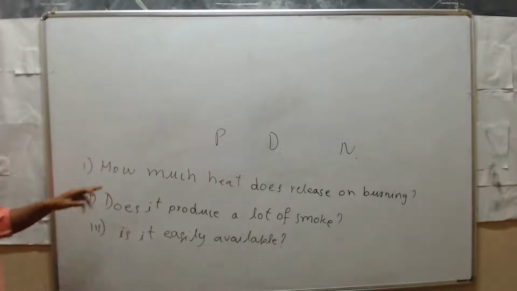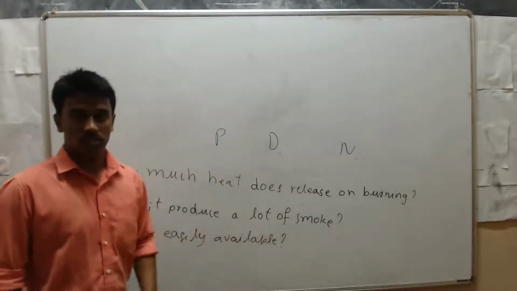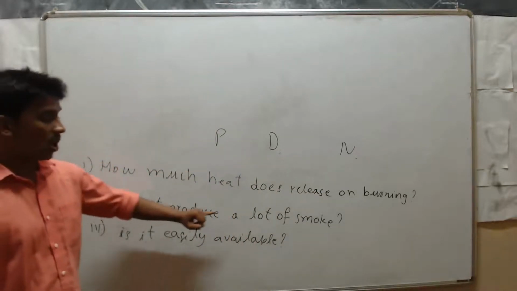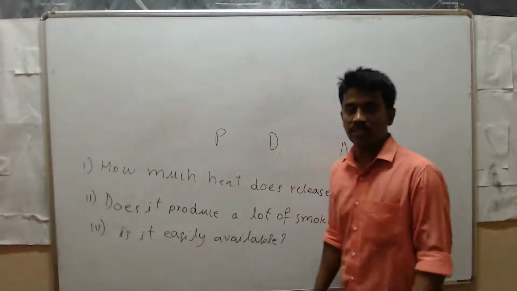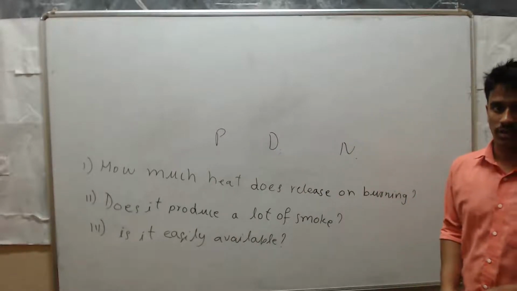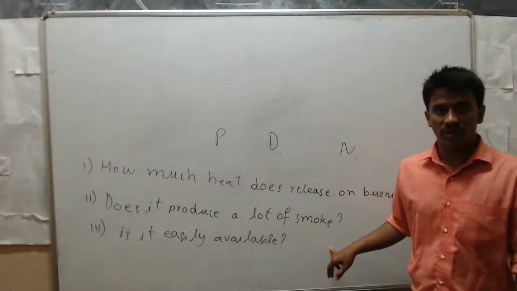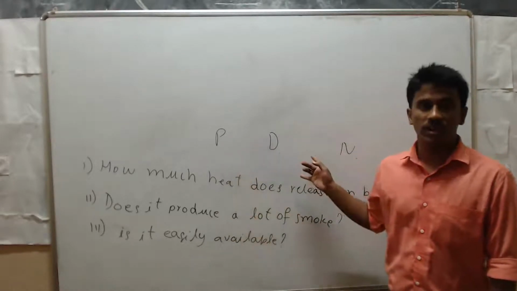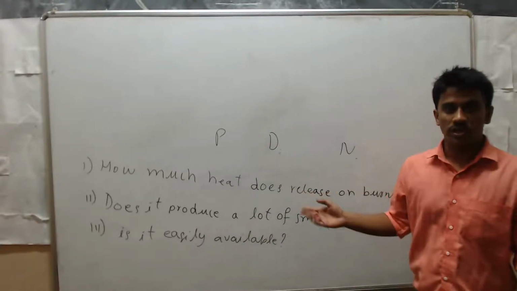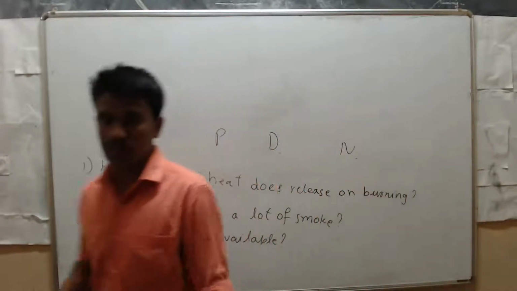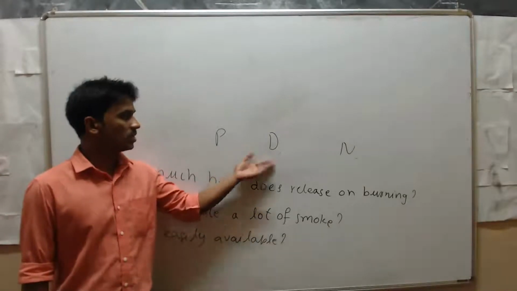See here, the first one: how much heat does it release on burning? That is the first point. Second one: does it produce a lot of smoke? If it produces a lot of smoke, it is dangerous because it causes pollution. Next, the third one: is it easily available? For these three, it is very difficult because we have to extract them from other sources. The process of getting petrol, diesel, and natural gas is very difficult. Using some advanced technology, we can get petrol, diesel, and natural gas.